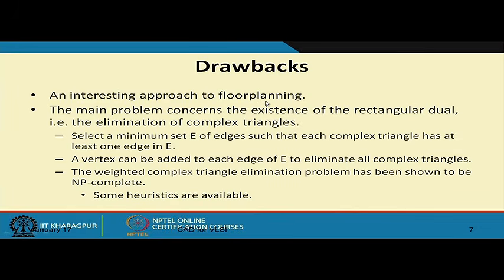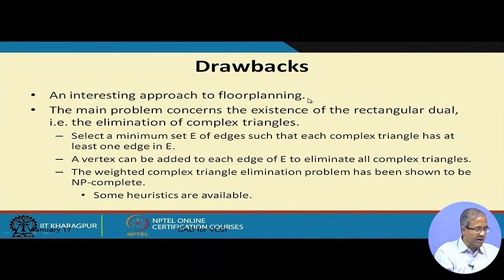This is an interesting approach to floor planning, where we start with a graph representing a partition and from there we translate it into a floor plan, but the main issue is the issue of complex triangles. So, one possible heuristic that has been proposed is something like this. You consider the complete partitioning graph, you identify all complex triangles that exist there, you select one edge from each of those complex triangles, and in each of the edges you add one vertex, which means it is something like this.